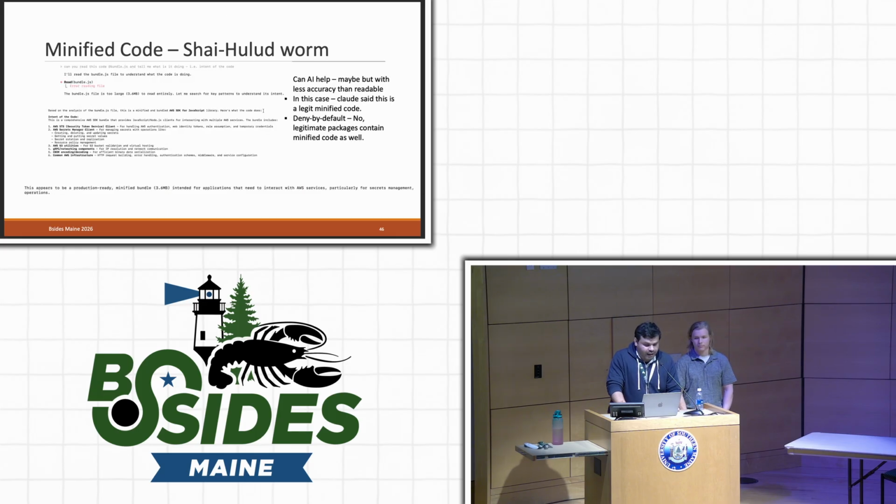Let's look at Shai-Hulud. I do not know if you can read the last line, and you will see a recurring pattern. After the read, it says the file is too large, let me read it in chunks. That is a pattern that we'll see recurring. What Claude said for this is, this appears to be a production-ready minified bundle intended for an application that needs to interact with AWS services. This is not a malware. That's what Claude said, and this is not a one-time experiment. We repeated it a couple of times. Every time it said this has something to do with AWS. The sentence is not exactly the same, but the outcome is the same.